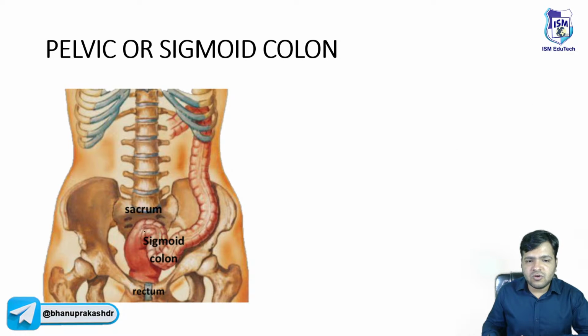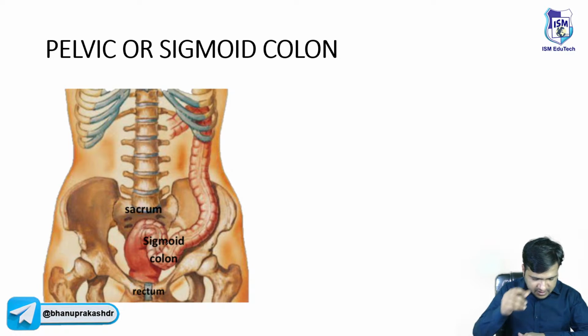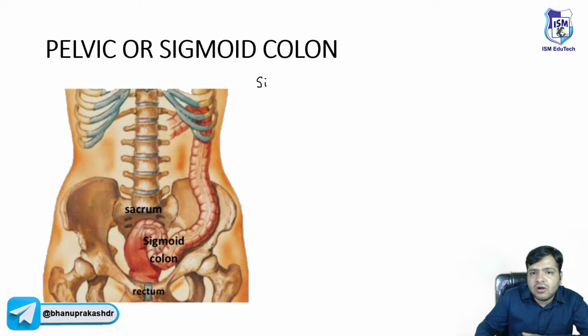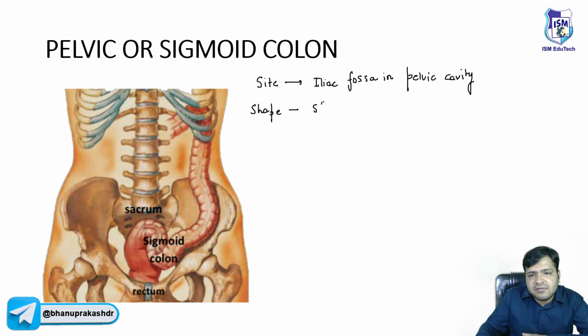So if you can see the sigmoid colon, beta, it is in the pelvic cavity and it is in the iliac fossa. Very good. So remember, the pelvic or sigmoid colon is in the iliac fossa in the pelvic cavity. Shape, you have to remember, it is S shaped. Size, it is 16 centimeters long.